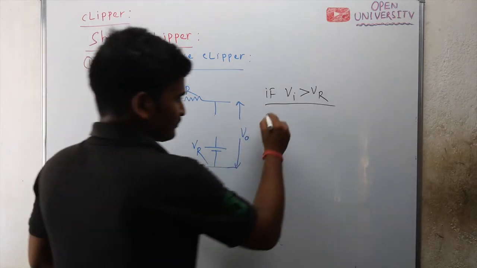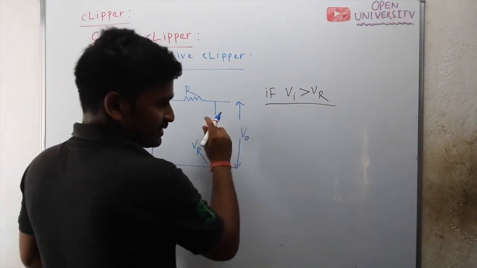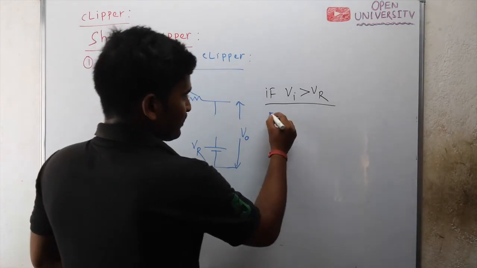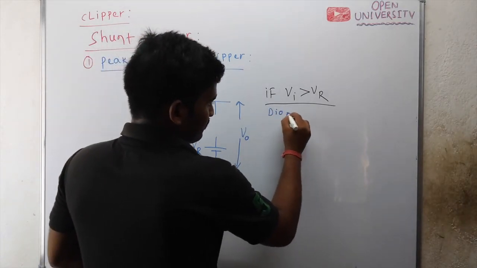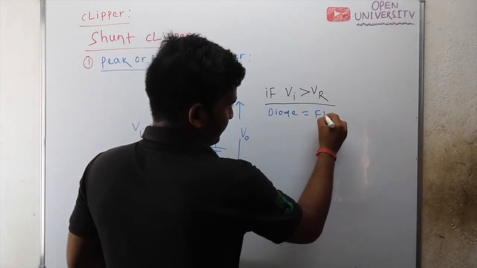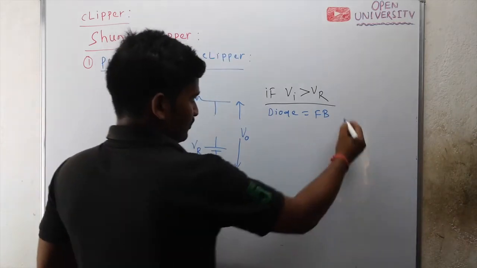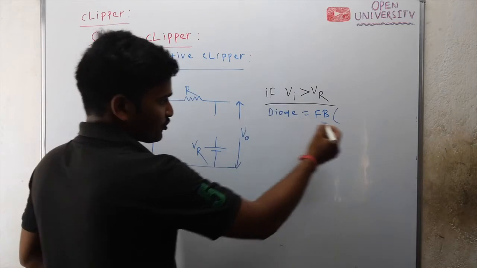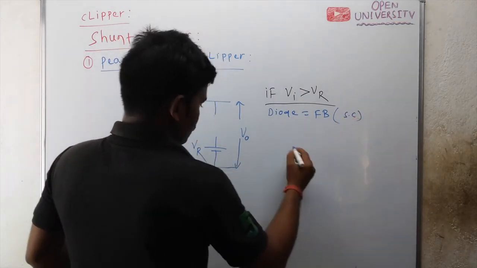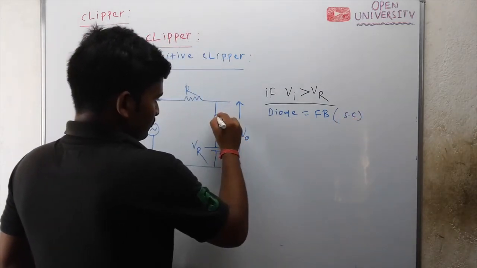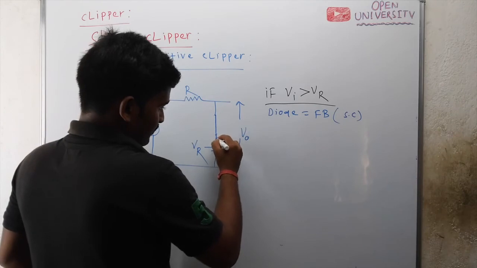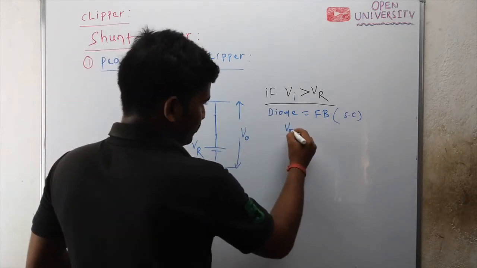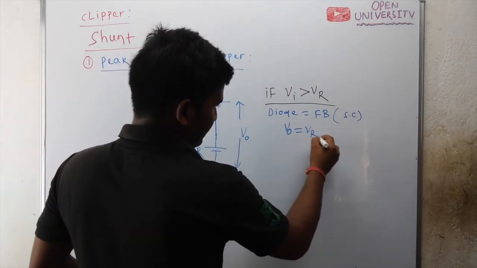If Vi is greater than VR, your diode will be forward biased. So if it is an ideal diode, it will be replaced with a short circuit. Then what will be the output voltage? Output voltage equal to VR.